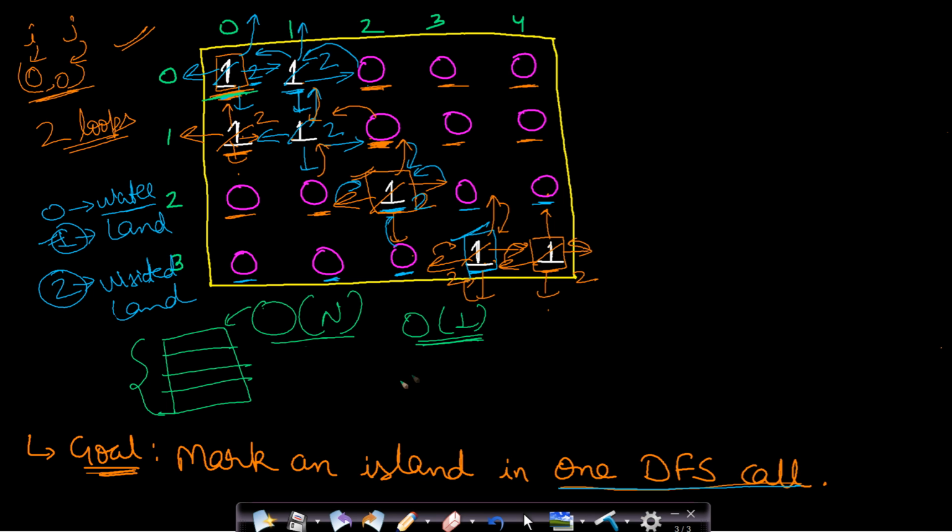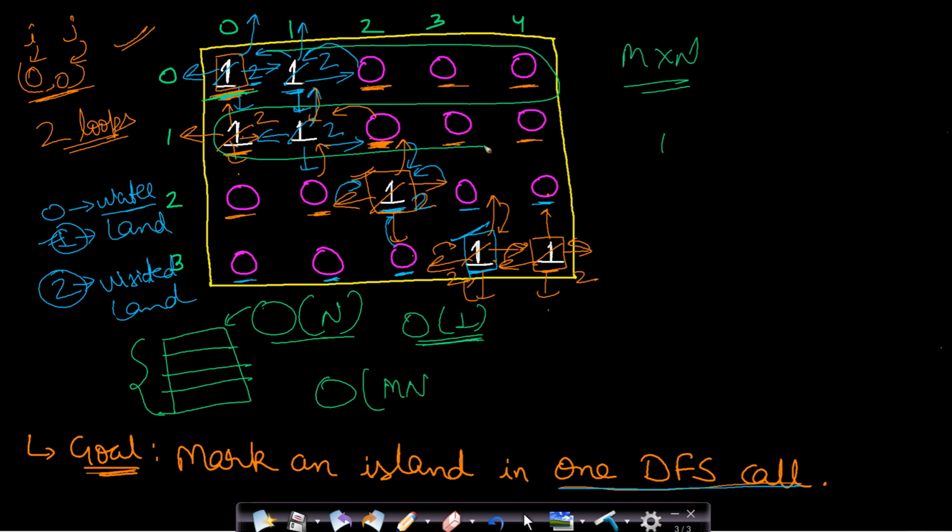The memory used will be order of the number of recursive calls, and the number of recursive calls in the worst case will be equal to m into n if our matrix size is m by n, because in the worst case each and every cell will have value 1, and so you will make recursive calls like a snake. It will just be like a snake. You will just go in depth.